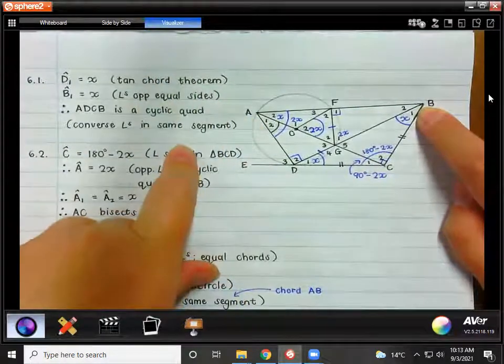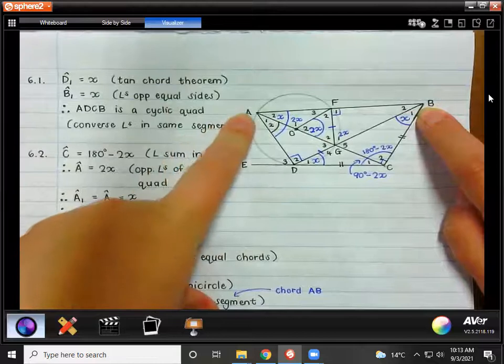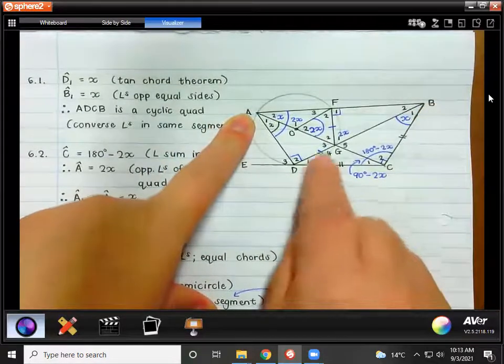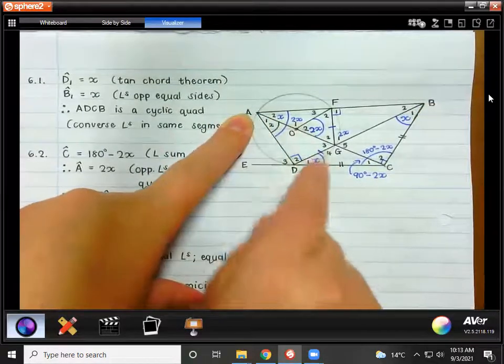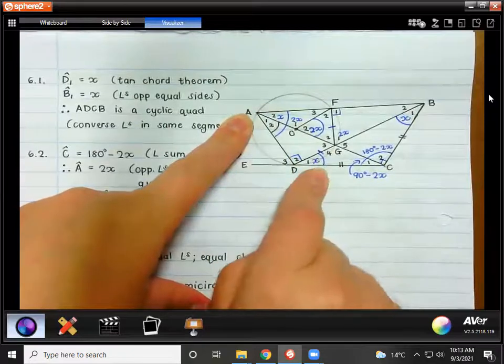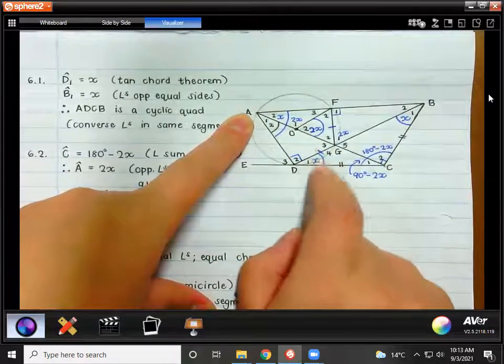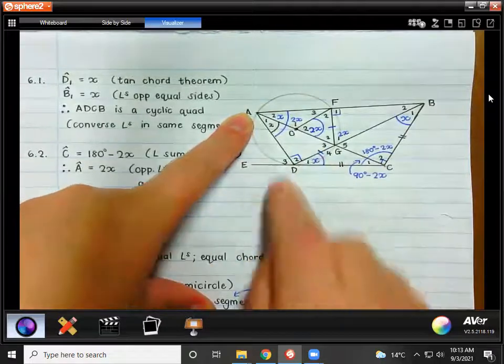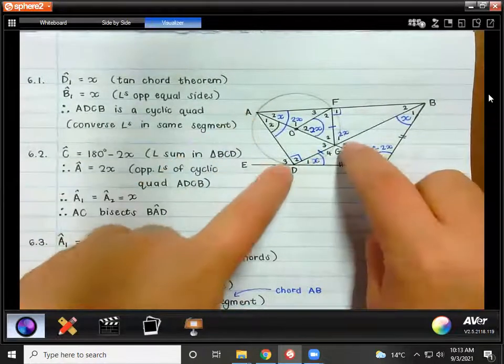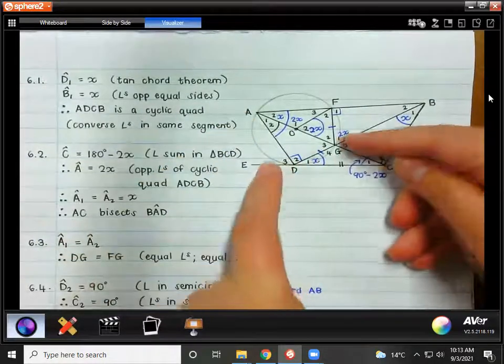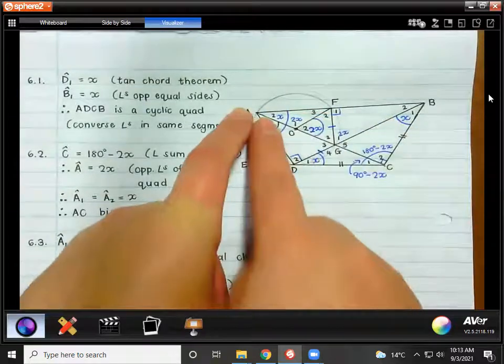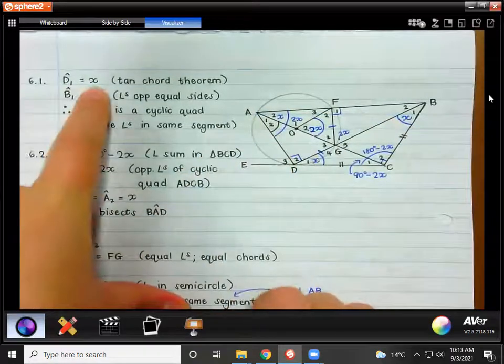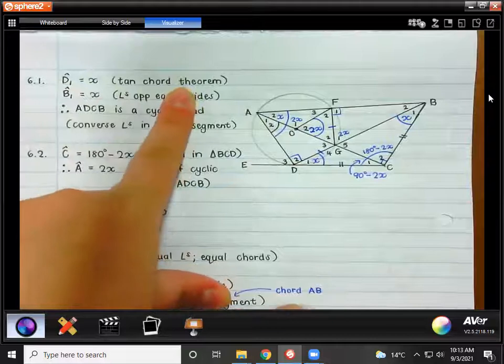Right, now there were also multiple steps to that, so it was quite difficult. Did we notice that D1 is X because of tan chord theorem? Right, that was the first thing that you had to see. So D1 is equal to X because it's an angle between the tangent and chord DG. And chord DG then subtends that angle there. So those two angles are equal. So D1 is equal to X, tan chord theorem.